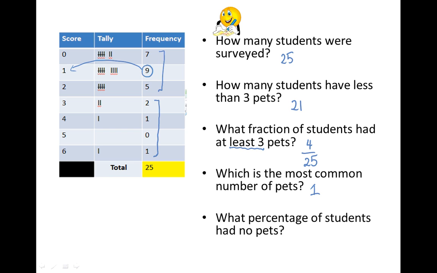And finally, what percentage of students had no pets? So I'm looking up here. There were 7 out of 25 students who had no pets, and because we've just done our percentages unit, we can turn that quite easily into a fraction out of 100 by doing this, which of course is equal to 28%.